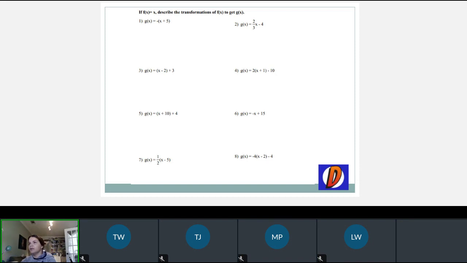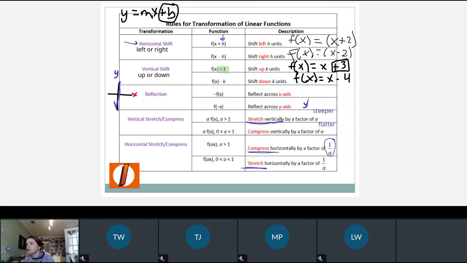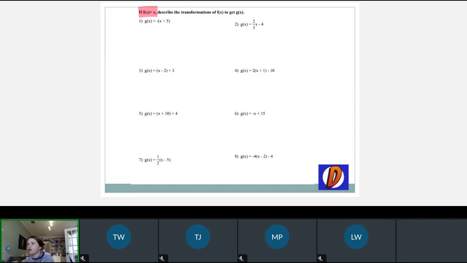So if we look at number 1, it says that g of x equals negative, then parentheses, x plus 5. The first thing that's different from my original parent function is the negative sign. So go back to your function rules. What does it mean if there is a negative sign out in front of the function? Tell me in the room chat. Yes, exactly. Good, AJ. Good, Nola. Okay, so then that's what I'm going to type. Reflected across the x-axis.